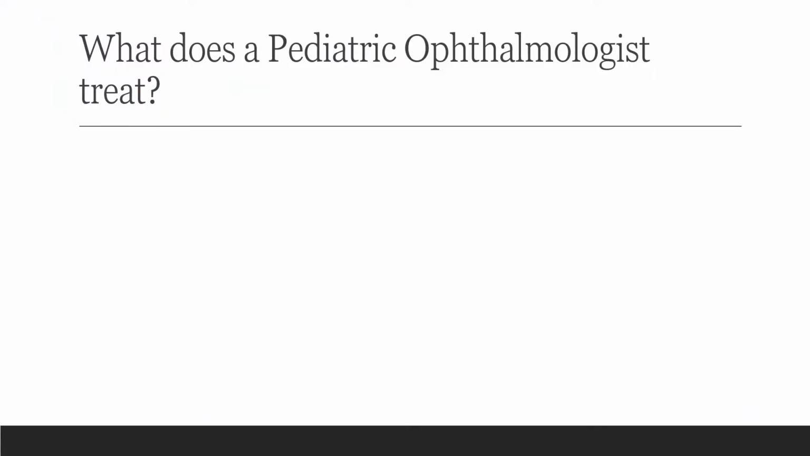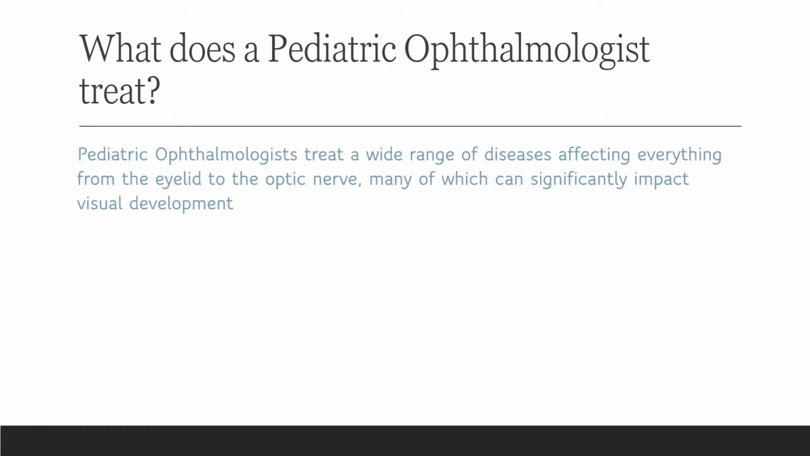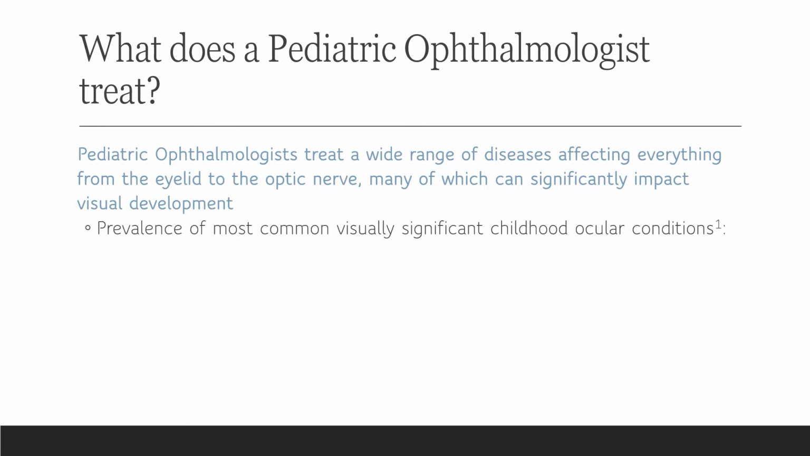Starting with some basics, what does a pediatric ophthalmologist treat? Pediatric ophthalmologists treat a wide range of diseases affecting everything from the eyelid to the optic nerve, many of which can significantly impact visual development. The prevalence of the most common visually significant childhood ocular conditions are as follows.